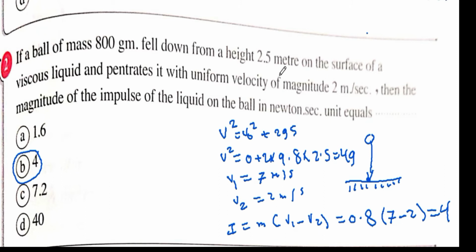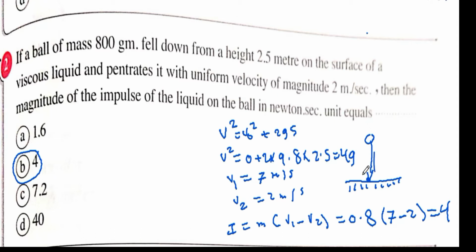Number 2. A ball of mass 800 grams fell down from a height 2.5 meter on the surface of a viscous liquid and penetrates it with uniform velocity of magnitude 2 meters per second. Then the magnitude of the impulse of liquid on the ball in Newton per second. We have the ball and this height 2.5. We want to find the impulse of liquid on the ball.